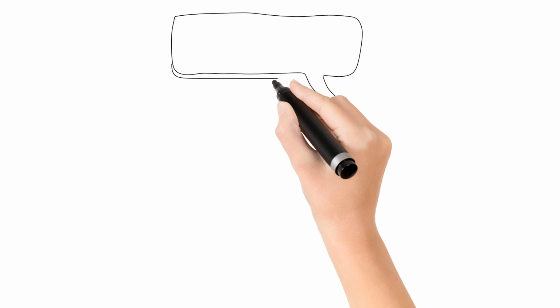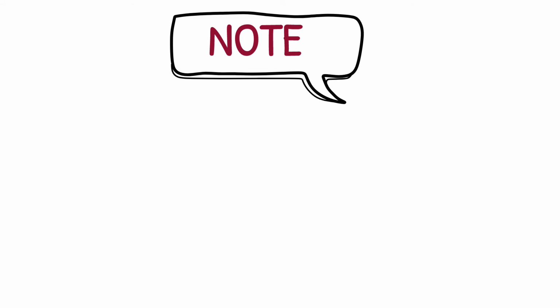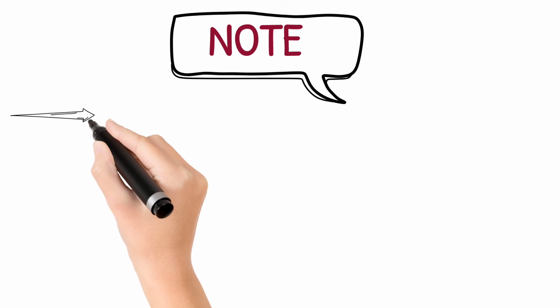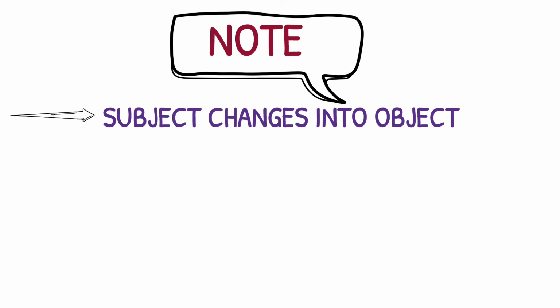Now some points to note. They are very important points in writing the active voice and passive voice. Okay, now we will see one by one what are the points to remember while converting active voice into passive voice. Okay, the first one is subject changes into object. Very important, that is subject changes into object.